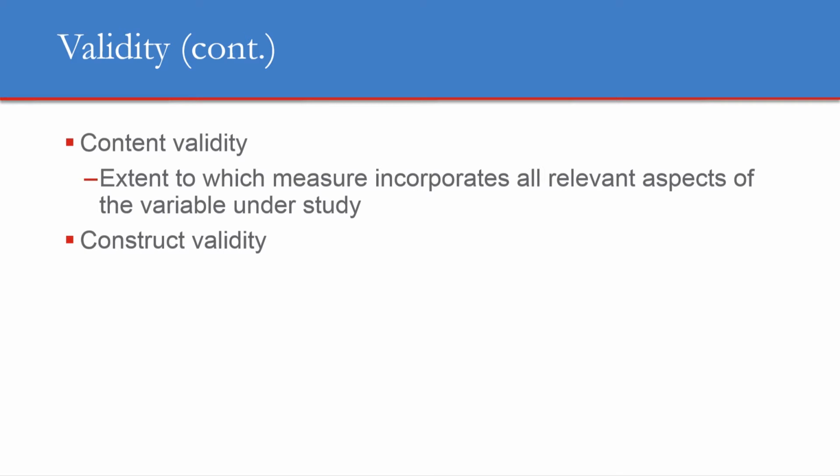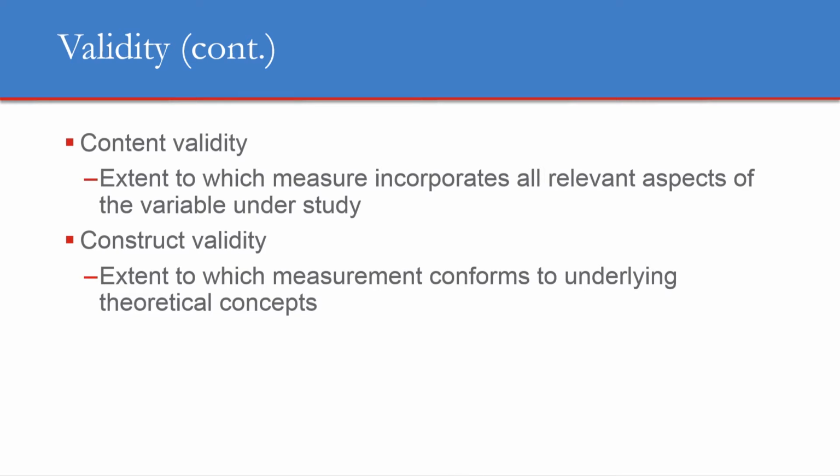Construct validity refers to the extent to which a measure conforms to all the underlying theoretical concepts. It's an overarching concept that encompasses the accumulation of evidence in the evaluation of a measure. Investigators may compare the new measure to other measures that theoretically should be associated with it. This is termed convergent validity. And also compare it to measures that should vary independently, termed discriminative validity.